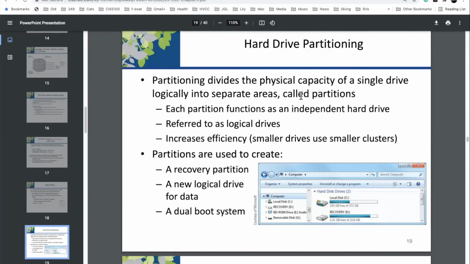We partition a hard drive, or a USB drive, when we format it. What partitioning does is take a single physical hard drive and turn it into 2 logical hard drives. This has several benefits. One, especially if I partition a hard drive equivalently, creating 2 hard drives that are the same size, my addressing is going to be more effective, because my cluster size is going to shrink. So that's one thing.